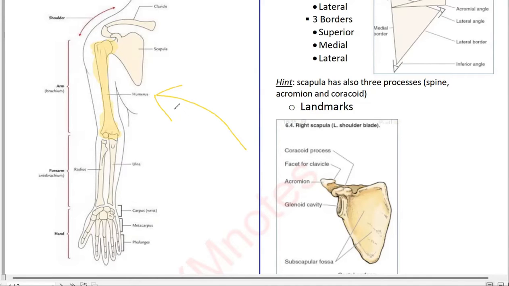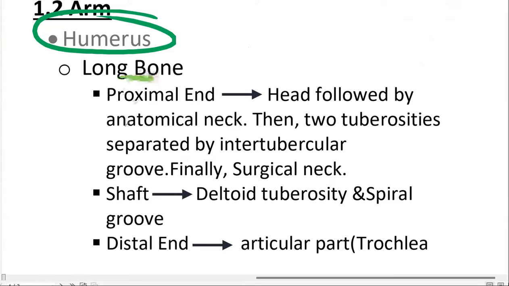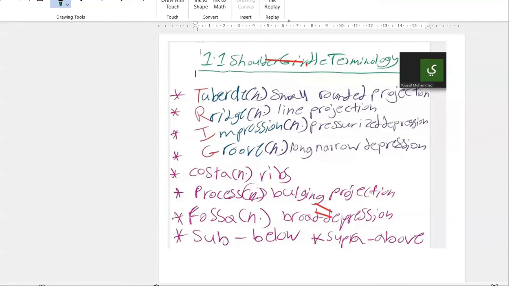The only arm bone we have is the humerus. As you can see right here, its type is long bone, meaning it has two ends and one shaft in between. The end closer to the trunk, or else called the proximal end, has a head followed by the anatomical neck, then two tuberosities separated by the intertubercular groove. Finally, the surgical neck. If you don't know the terminology, you can write them now.